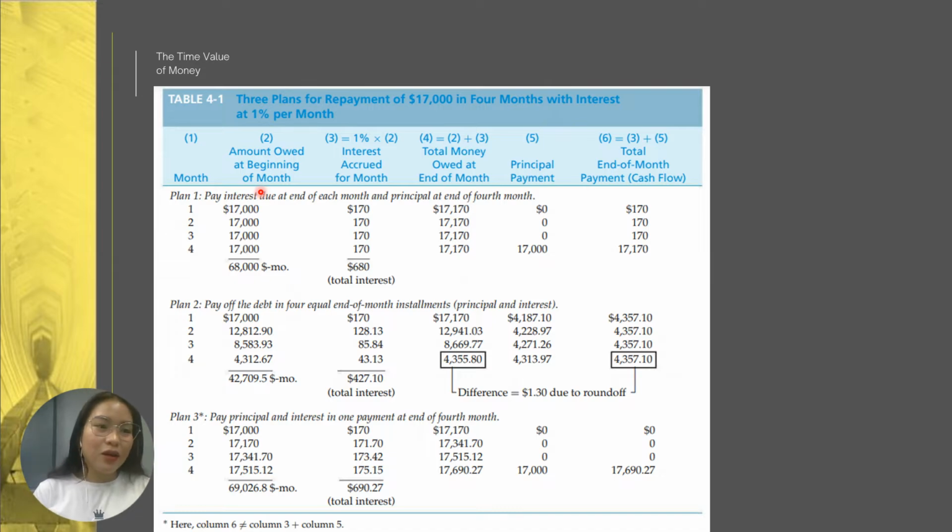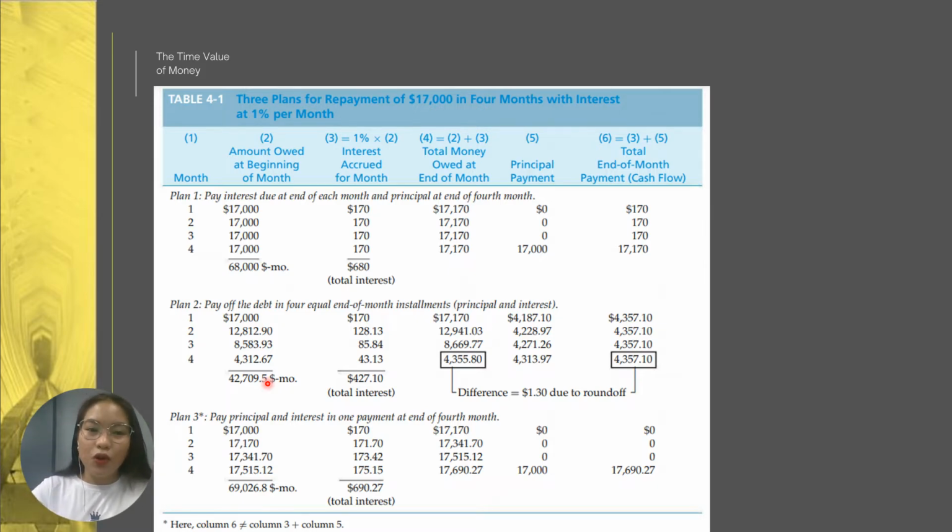For this situation, there are 3 plans presented here on how to repay the $17,000 principal plus the interest on what was borrowed. Okay, so the plans are demonstrated. Let's go through the plans one by one, to see which you feel is the best alternative that will work for you.